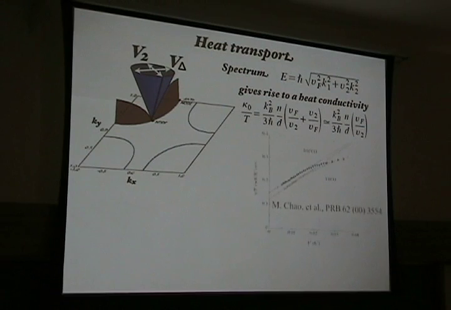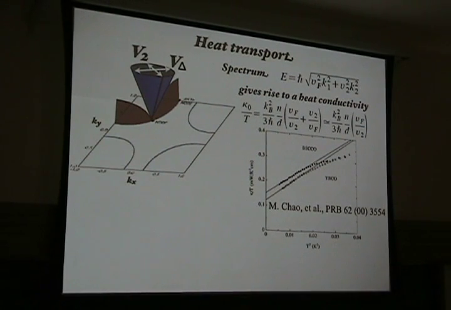Okay? And in fact, we were not the first people to mention a nodal metal. They did it first because you can see that for very low temperatures, this is just completely linear, even if you are just below a sample which is below TC. It's not superconducting. The heat transport is still linear. So they already call this a nodal metal because the heat conductivity is given by that quantity. All right. It's really linear.